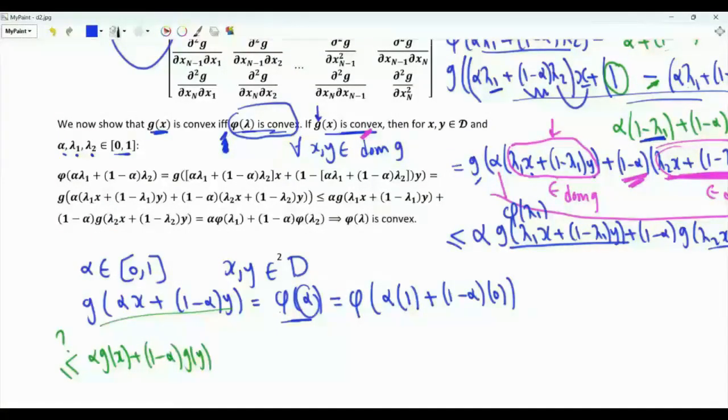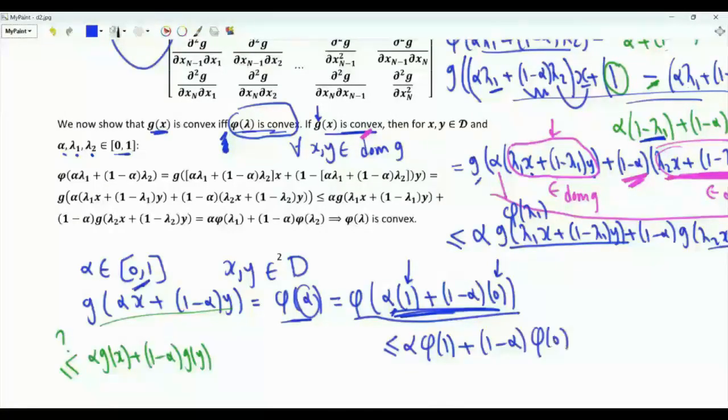The domain of function phi is the closed interval from 0 to 1. We have here 1 and 0. These are points in the domain of function phi. Alpha is between 0 and 1. This is a convex combination. Because function phi is assumed to be convex, this quantity here is less than or equal to alpha times phi of 1 plus 1 minus alpha times phi of 0.